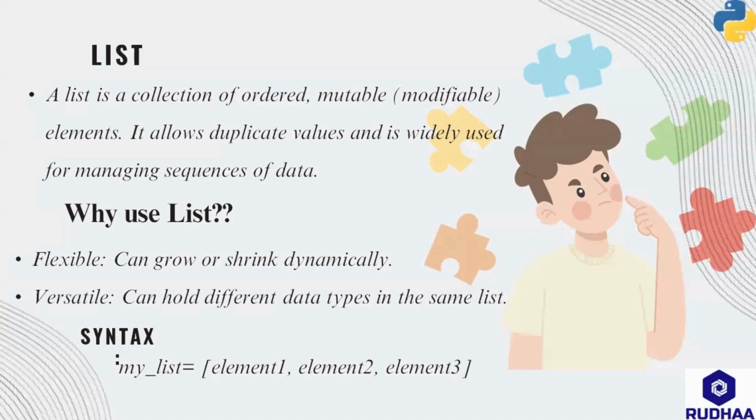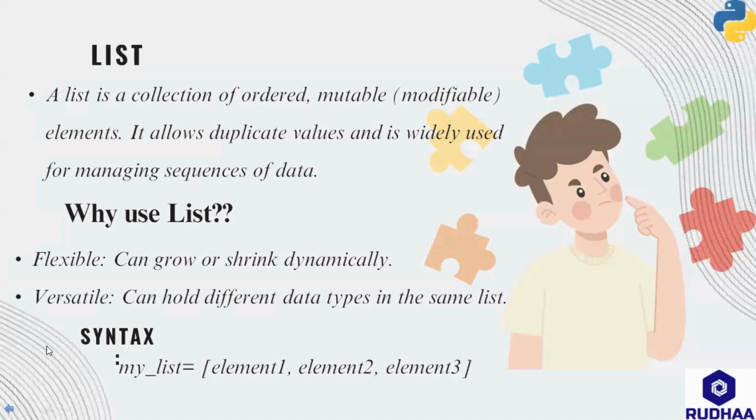Okay. So why use a list? A list has two unique properties: flexibility and versatility. Flexibility means you can add or remove elements at any time, at any position. It is easily flexible to add or remove data. And versatile means it can hold any type of data. The data types can be integer, float, string, or anything. All the different data types can be accommodated in the same list. So for these two purposes, we use lists for managing sequences of data.